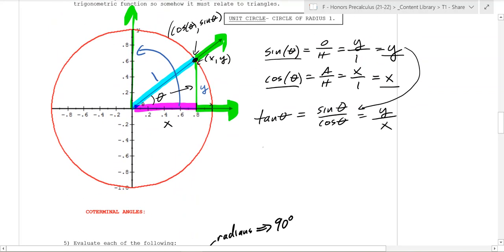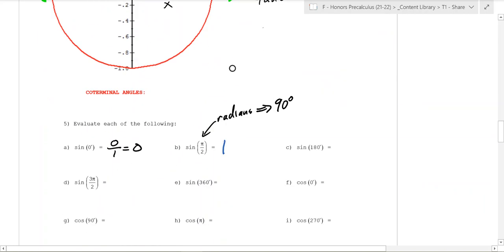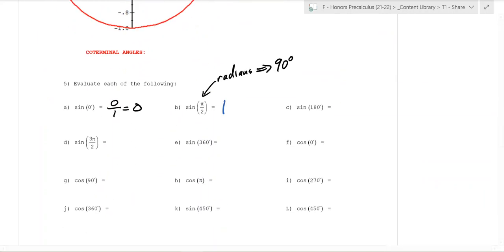What about sine of 180 degrees? If you went all the way to here, what's the height of the triangle now? Well, there is no triangle because the height is 0. So again, for sine of 180, it is 0 because the height is 0.